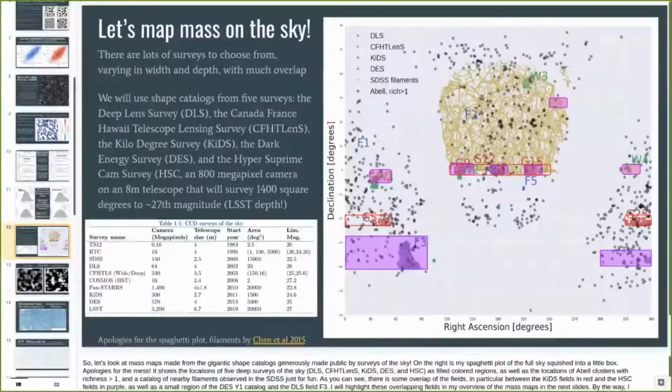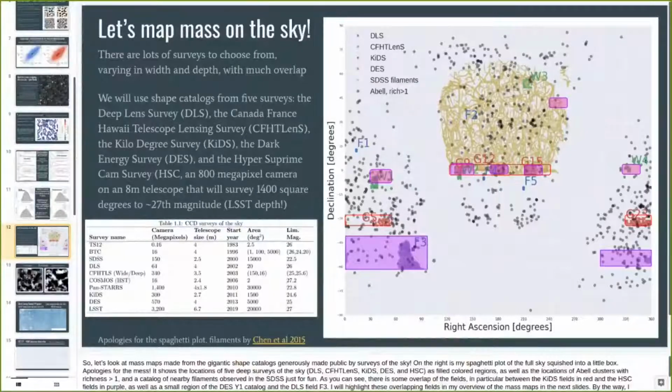So let's look at the mass maps made from the gigantic shape catalogs generously made by public surveys of the sky. On the right is my spaghetti plot for the full sky squished into a little box. Apologies for the mess. It shows the locations of 5 deep surveys of the sky, DLS, CFHT lens, KiDS, DES, and HSC, as filled colored regions, as well as the locations of Abell clusters with richness greater than 1, and a catalog of nearby filaments observed by the SDSS just for fun.